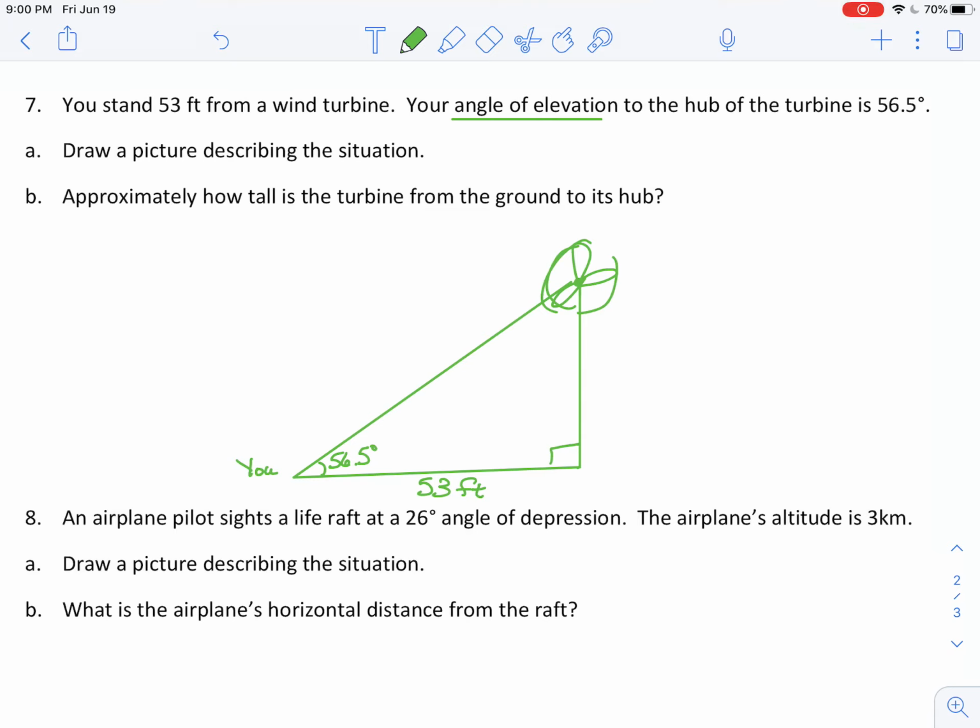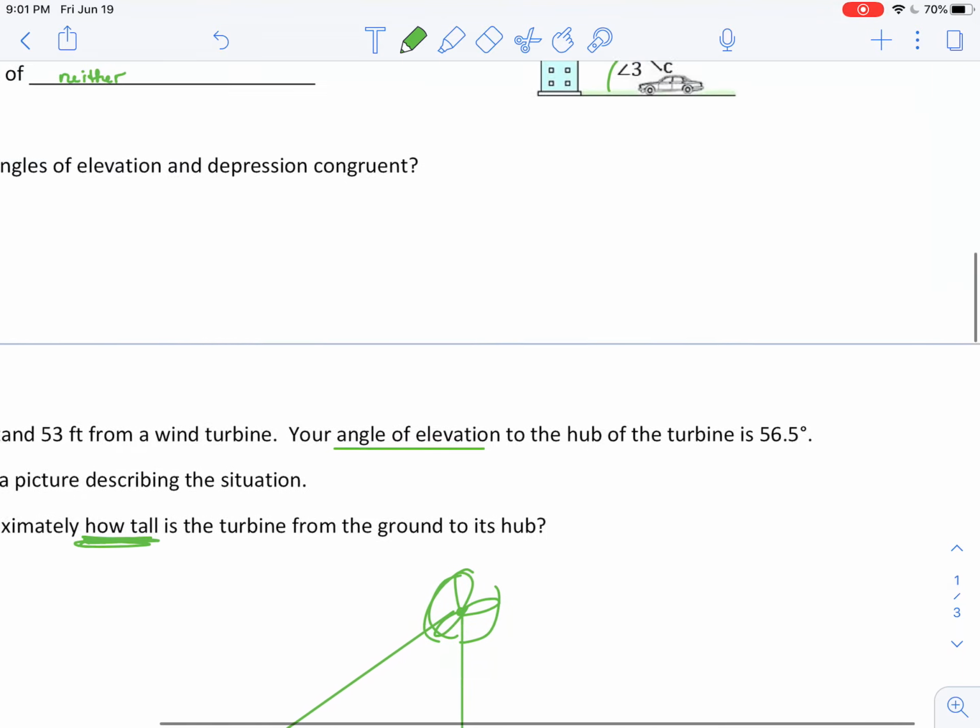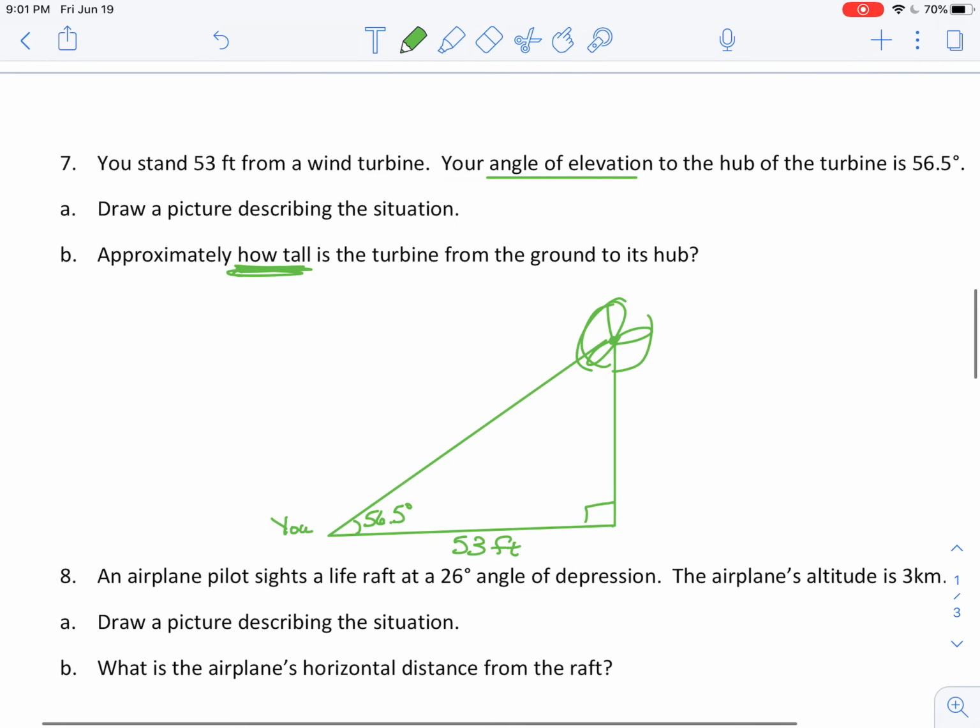We do have a right triangle because I have something going straight up in the air and I have the ground, and we get to assume the ground is horizontal. And the thing that I'm trying to find is the height. Height will always be something vertical. So when it says how tall is it, I'm going to put an X here.